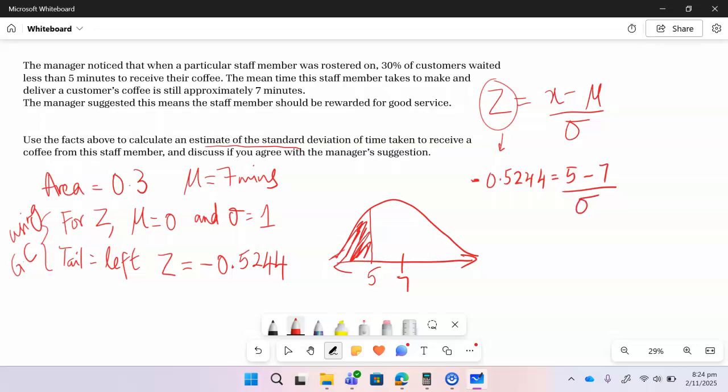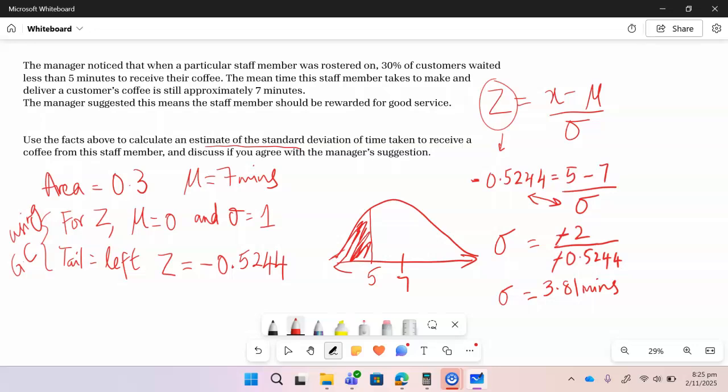Rearranging for SD is probably easier. All you're doing is swapping the values around. So the standard deviation would be 5 minus 7, which is negative 2, over negative 0.5244. That is why it's important to not ignore the negative. Now both negatives get cancelled and we are left with this. So the answer would be 3.81 minutes.